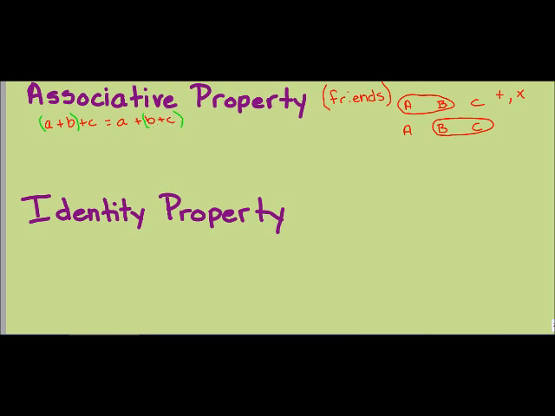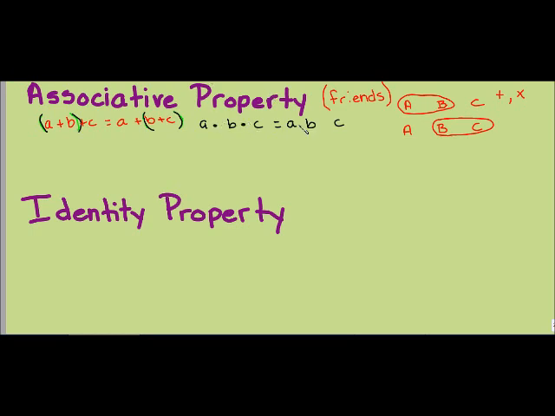Let's make this a little bit darker. I associated with A and B, and on this side of the equation, I associate with B and C. Same exact thing for multiplication. I'm sorry, we just did A plus B. I wanted to show you multiplication. Sorry about that.